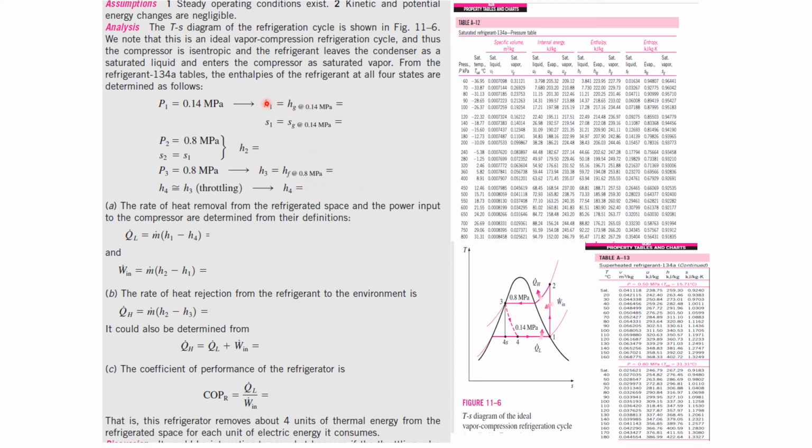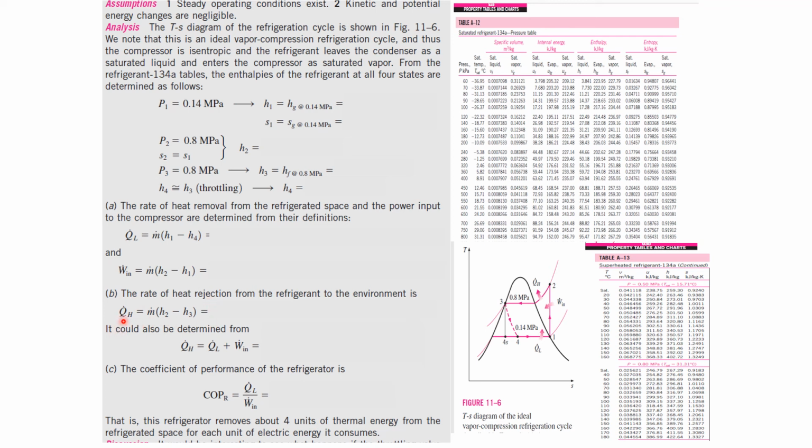So once you've got H1, H2, H3 and H4, then you can use the formulas that I've shown you earlier, derived based on the first law and the second law. You can find your QL because m dot is given. You can find your W in. You can find your QH.